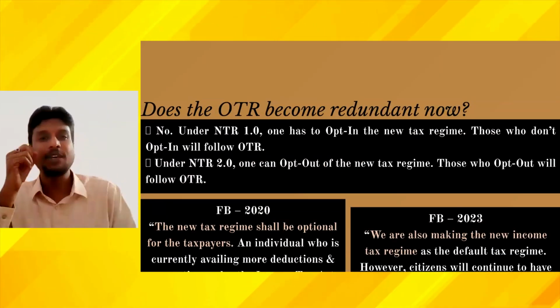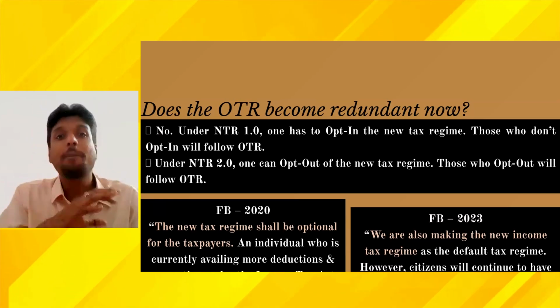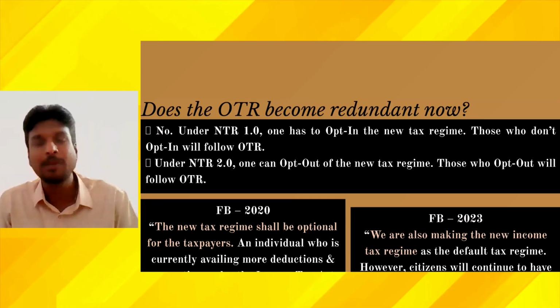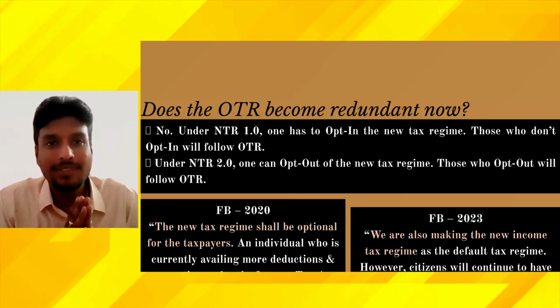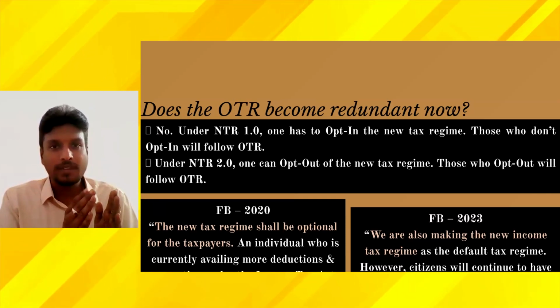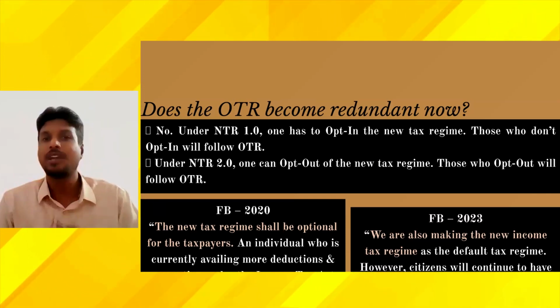Under new tax regime 1.0, one has to opt into the new tax regime. Those who do not opt in will follow old tax regime. That means by default, under new tax regime version 1.0, they were under old tax regime. If they want the new tax regime, then they will opt into the new tax regime.